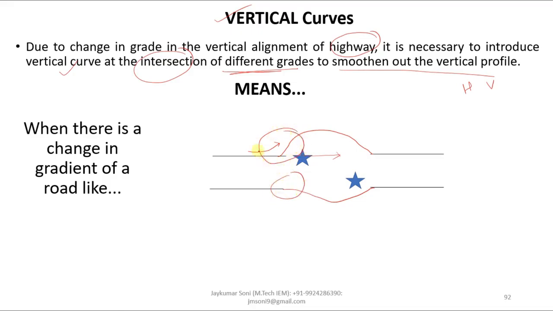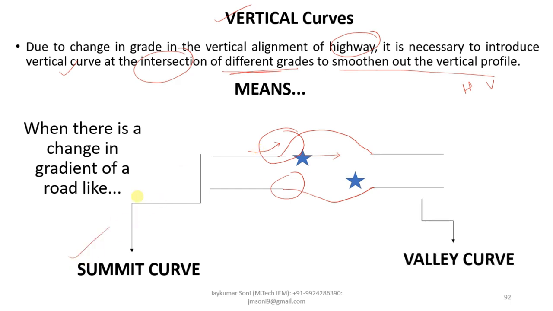Now the vertical curve which is provided like this is called a summit curve, and the curve which is provided like this is called a valley curve. So this is the basic concept of providing a vertical curve: when there is a change in gradient or an obstruction is observed, the gradient change is compensated by smoothening the vertical profile by providing the curve. This kind of curve is called a vertical curve.